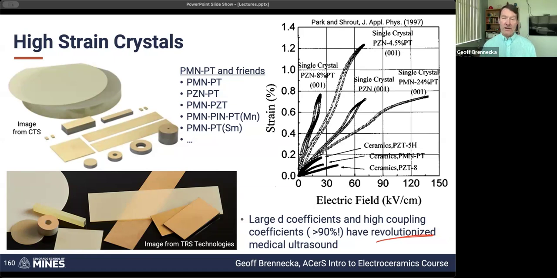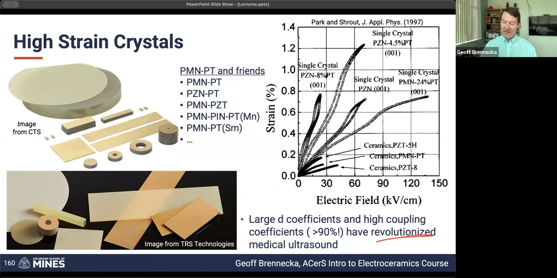You'll notice that all of these that I'm plotting on here are single crystals. It's really, really hard to grow single crystals of PZT. But these PMN, PZN type materials are a little bit more amenable to growing single crystals. Because of that, we can get much higher quality, much better crystallographically aligned samples, and therefore take advantage of these massive strains.